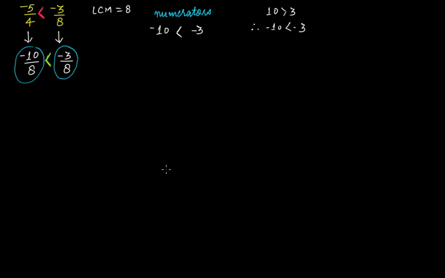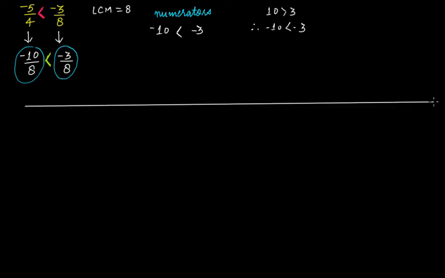Now if you have to represent it on a number line, let's do that. So this is our number line. Okay. Now in this case, actually, we have to deal with two negative integers.